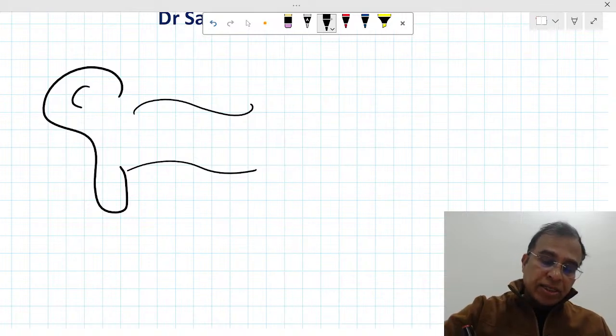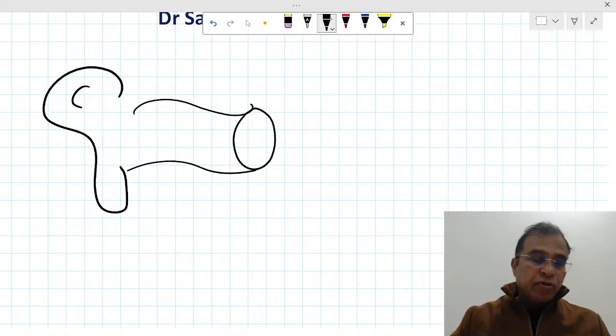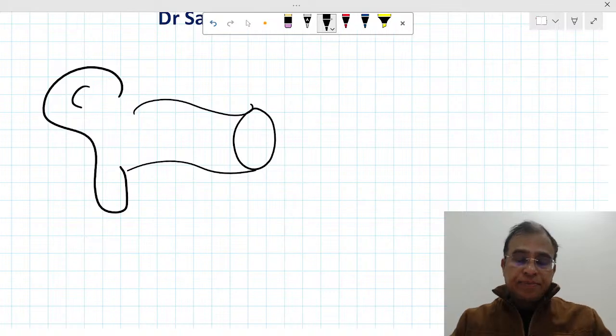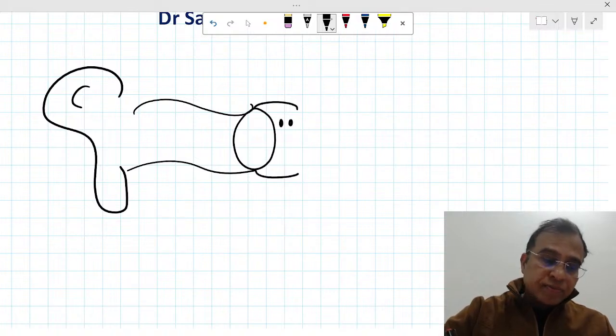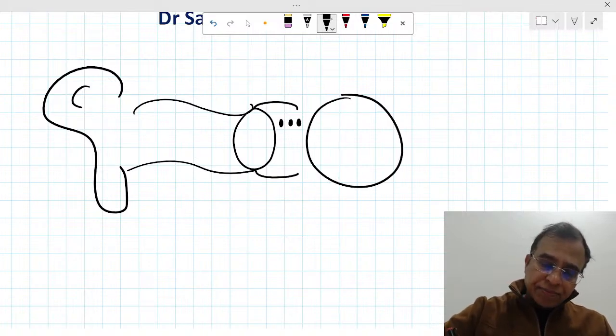At the end of the canal there is a membrane. We all know it's called the tympanic membrane. Then there is a middle ear cavity, very small cavity. And in this small cavity, which is called the middle ear cavity, I draw 3 dots like this because there are 3 ossicles. And then inner ear I draw like a circle, although it's not a circle like this, but I prefer to do it.